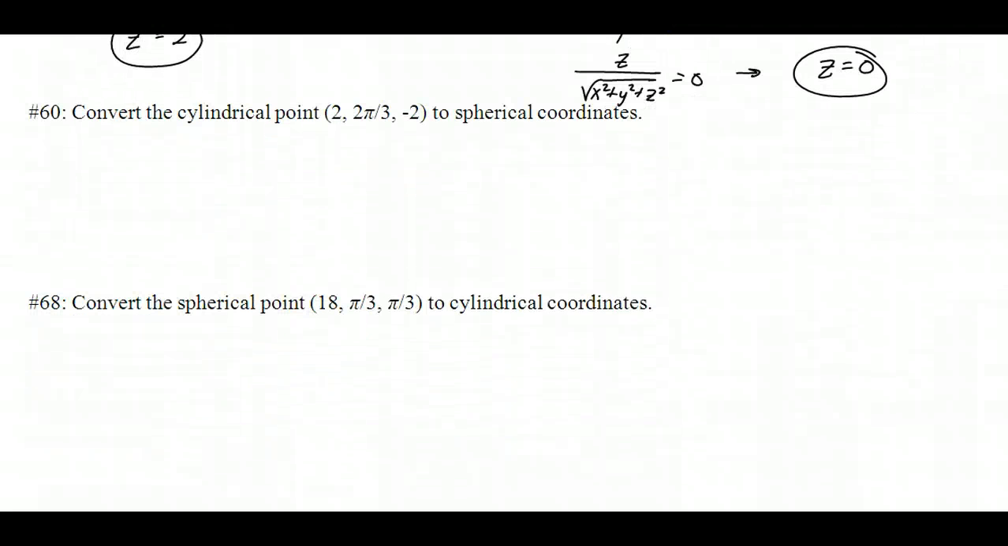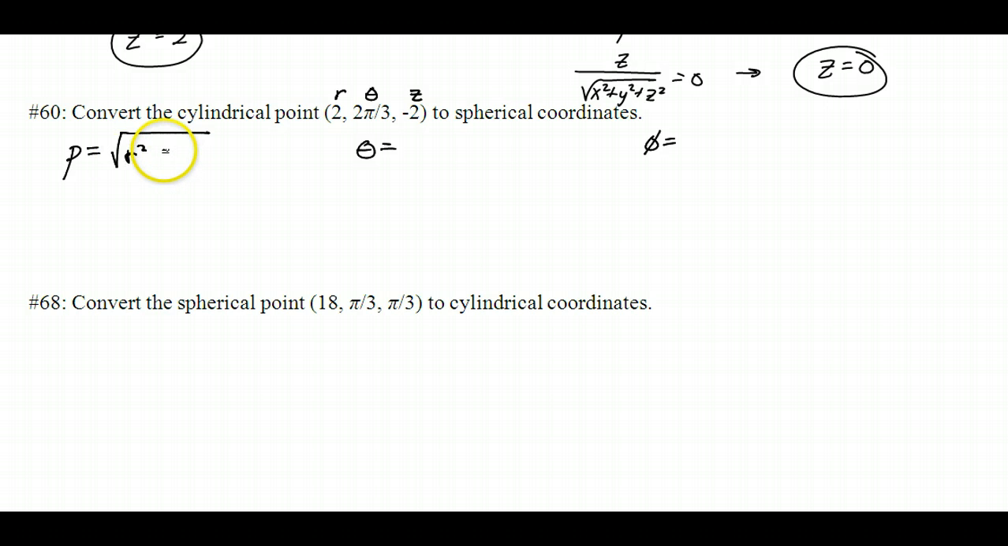60 and 68, we want to convert from cylindrical to spherical. And so cylindrical, we know that we have r, theta, and z, and we want to convert to spherical. So spherical means that we need rho, we need theta, and we need phi. What you can do is take these cylindrical points and convert them to rectangular, and then from rectangular to spherical. But also you can look at the formulas, and if you know the formulas, it's obviously quicker. It's one less step. So I'm going to use our formulas for this.